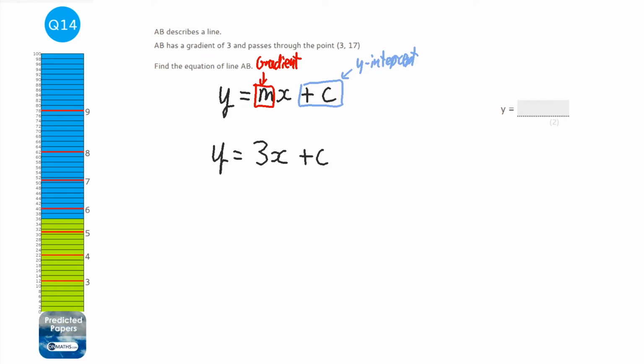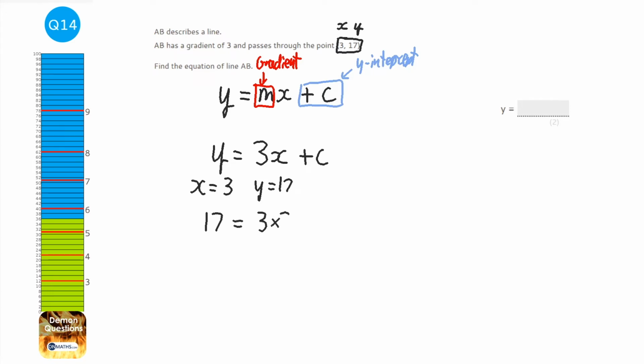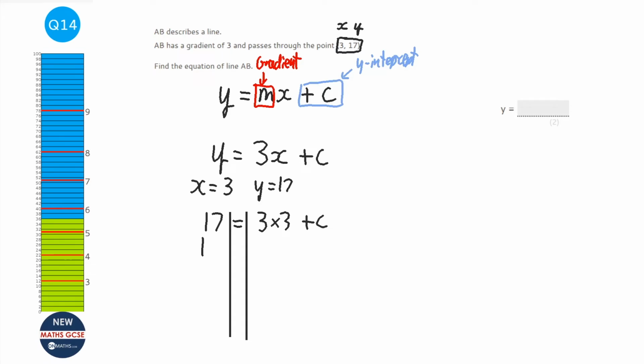Now the way of getting the y-intercept is substituting in the values we know. We know when x is 3, y is 17. So what I'm going to do is just put in the values of 3 for x and 17 for y. So it's going to be 17 equals 3 times 3 plus c. And I'm going to put my lines in so that I can solve it. So that's 17 equals 9 plus c. And we're going to take away 9 from both sides. So it's going to be 8 equals c, or just c equals 8.